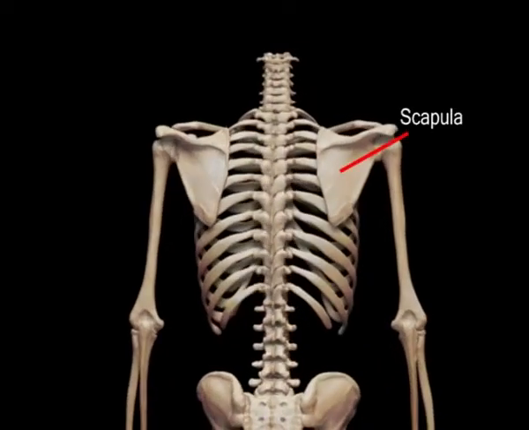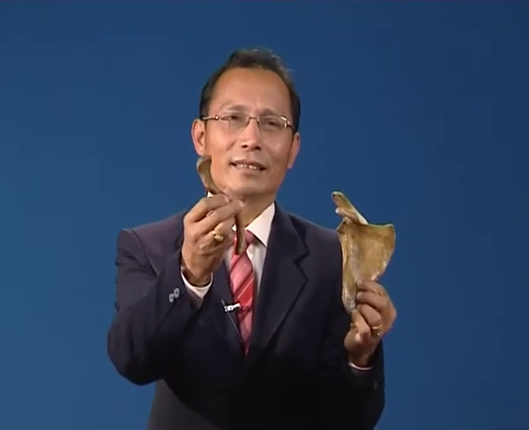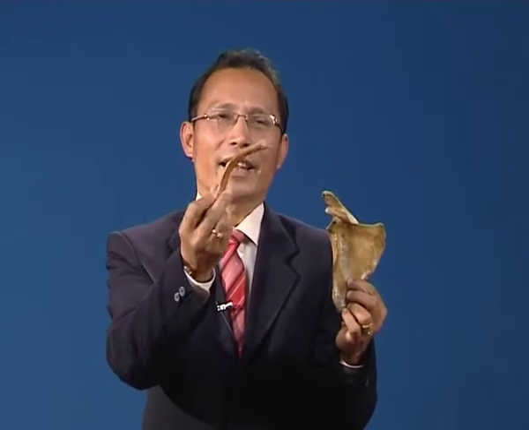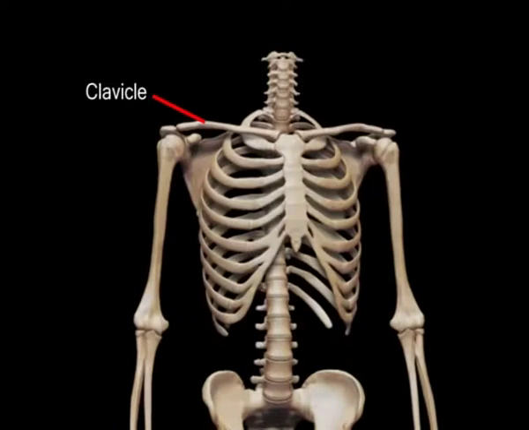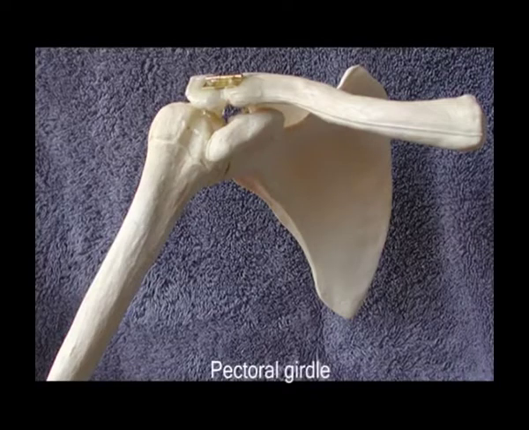This triangular-shaped bone is located on the back side of our shoulder, and along with it there is another bone, the clavicle, an F-shaped, elongated bone. This is the clavicle. So this clavicle and scapula together are called the shoulder girdle or pectoral girdle. There are two such pectoral girdles, one on the left, another on the right. So that means together there are 4 bones.